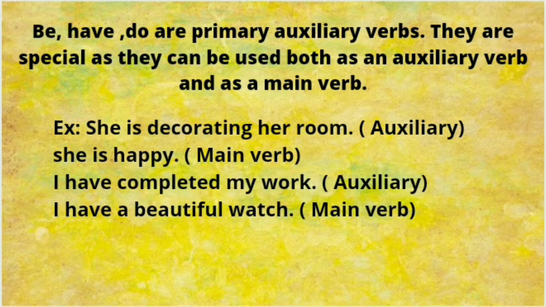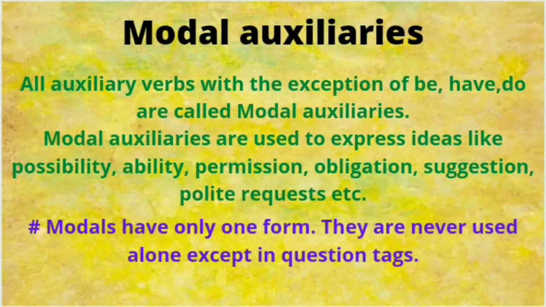She is decorating her room. Here is is an auxiliary verb, decorating is the main verb. But in another sentence, she is happy, here is is used as a main verb. Let's take another example. I have completed my work. Here have is auxiliary and completed is the main verb. I have a beautiful watch. Now here have is used as a main verb. You can make some new examples on your own.